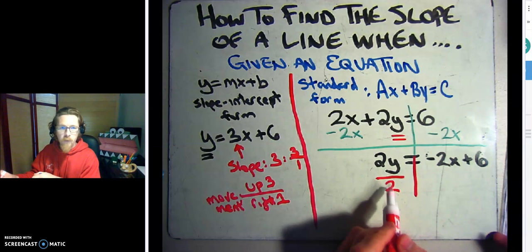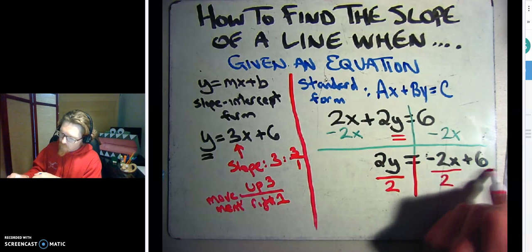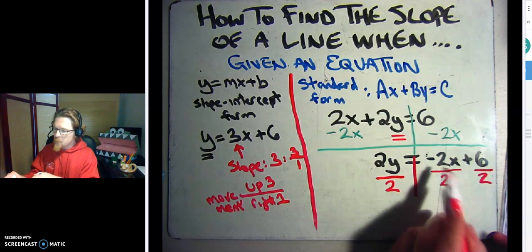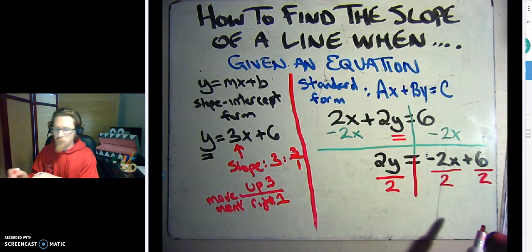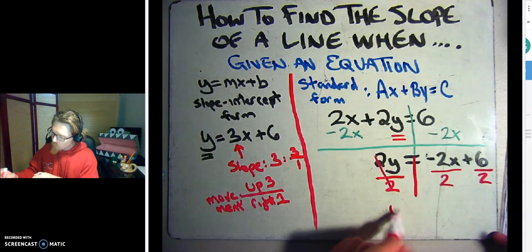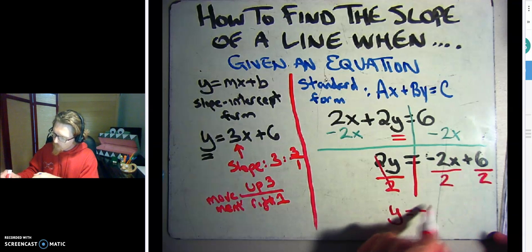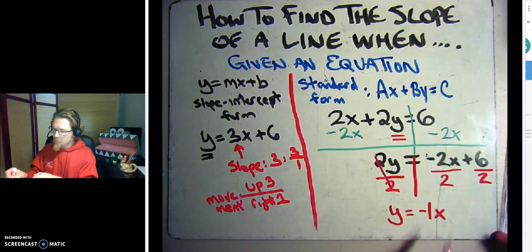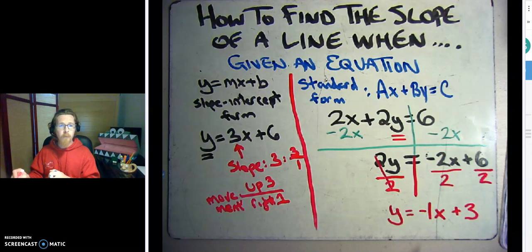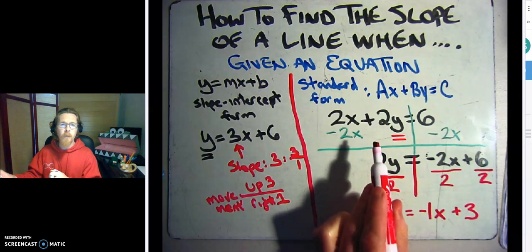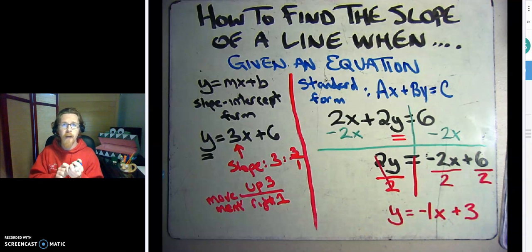So when I divide by 2 here, every term in the entire equation is going to get divided by 2. That means the negative 2x is divided by 2 and the 6 is divided by 2. The 2's cancel out, so I just get a y. Negative 2 divided by 2 is negative 1. The x is still there, and 6 divided by 2 is 3. Now I've rewritten my standard form in slope-intercept form, and I can identify the slope.